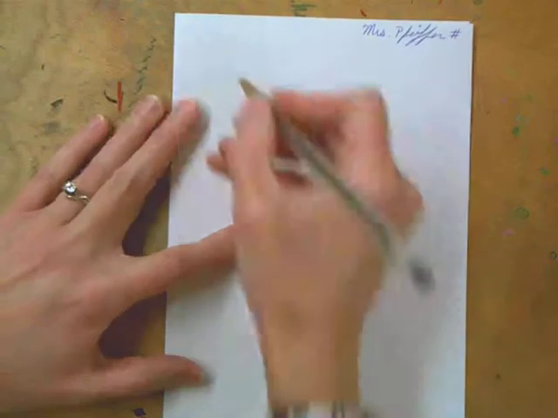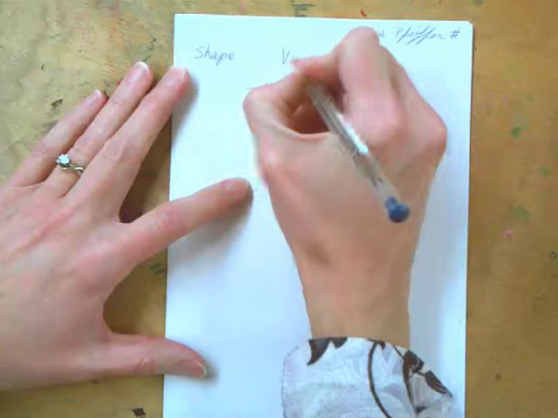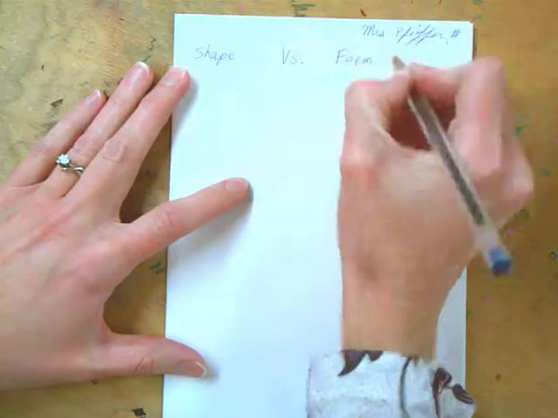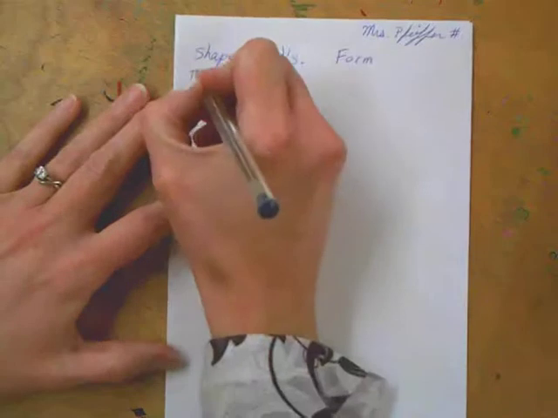All right, so today we're going to go over shape versus form. And I want you to write exactly how I do. So shape versus form. A shape is something that is flat. You cannot hold a shape. You can hold the paper or the canvas or the board that it's drawn on, but you cannot physically hold a shape. So, a shape is flat.